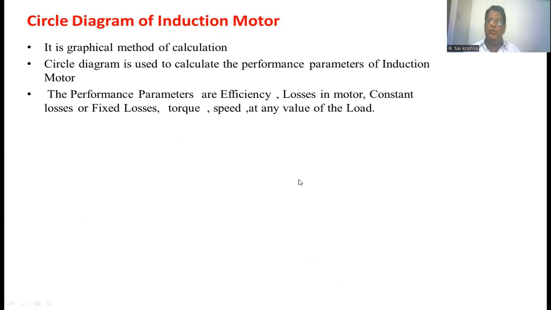The circle diagram is used to calculate the performance parameters of the induction motor. The performance parameters are the efficiency, losses in the motor, constant losses or fixed losses, torque, and speed at any value of the load, whether full load or off load.